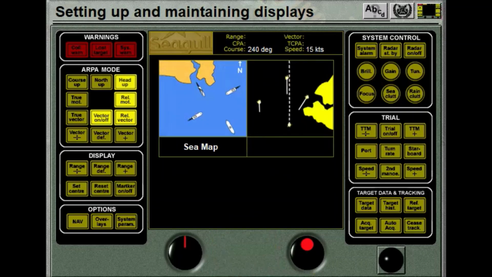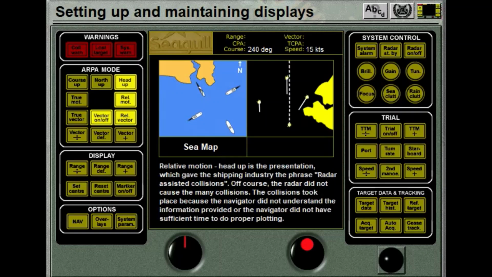Relative motion, head up, can be defined as the ARPA emergency mode. Only recommended when everything else is failing. Not recommended and not suitable for traffic surveillance at all. Relative motion, head up is the presentation which gave the shipping industry the phrase radar-assisted collisions.